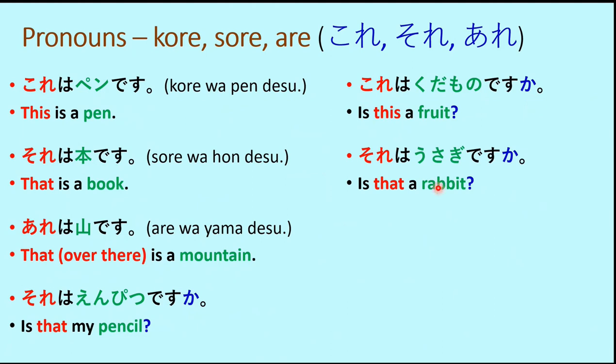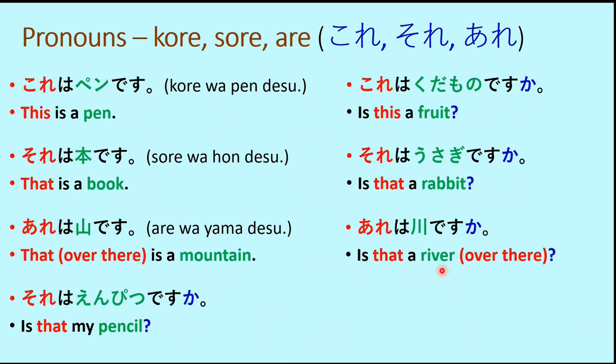Then we have, is that a rabbit? Sore wa usagi desu ka? Usagi means rabbit. This again we have done in the hiragana vocabulary lesson. Sore wa usagi desu ka? Is that a rabbit? Now we are talking about a river which is at a larger distance and it is away from both the speaker and the listener. So is that a river over there? Are wa kawa desu ka? Kawa means river. This is the kanji for river. Are wa kawa desu ka? Is that a river over there?